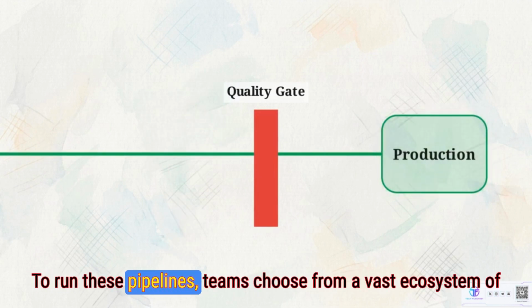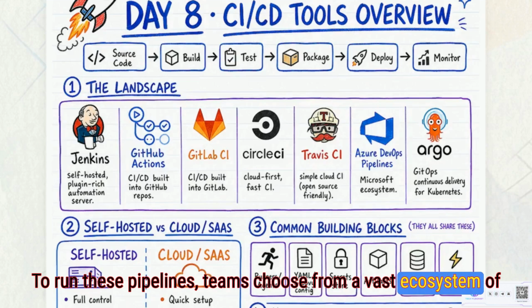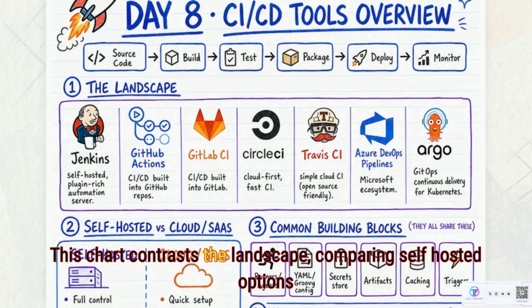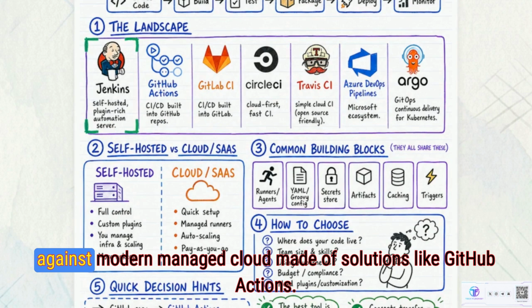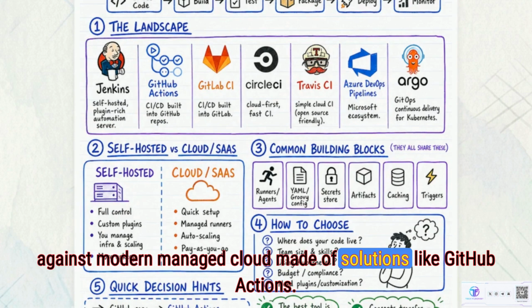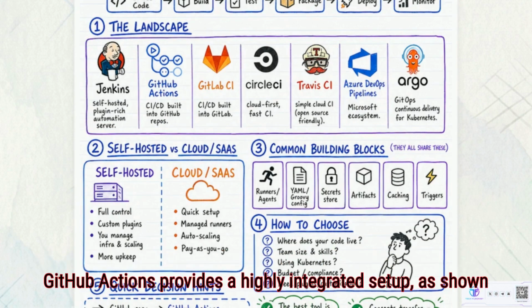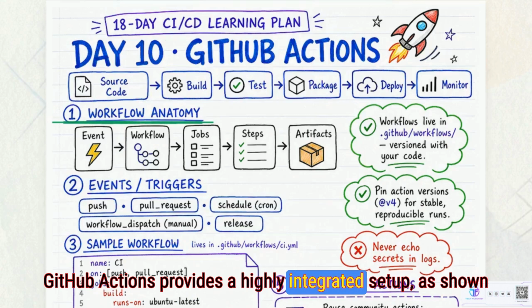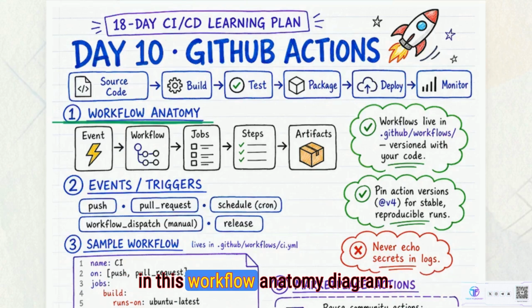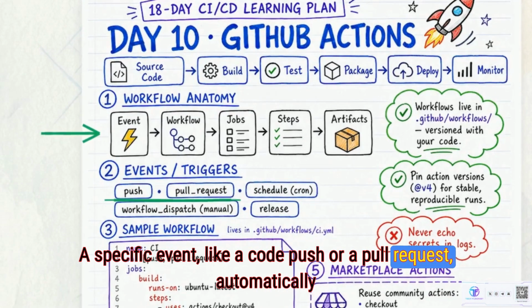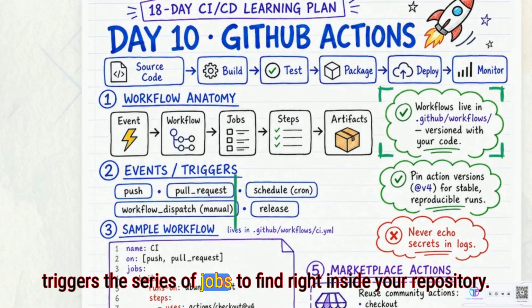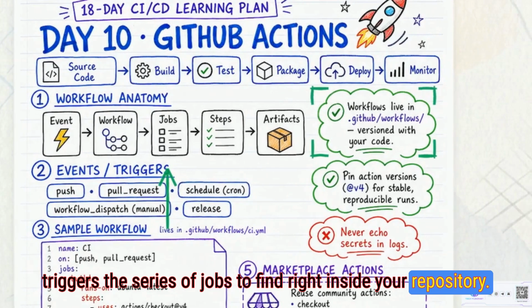To run these pipelines, teams choose from a vast ecosystem of tools. This chart contrasts the landscape, comparing self-hosted options like Jenkins, which require heavy infrastructure management, against modern, managed cloud-native solutions like GitHub Actions. GitHub Actions provides a highly integrated setup. As shown in this workflow anatomy diagram, a specific event like a code push or a pull request automatically triggers the series of jobs defined right inside your repository.